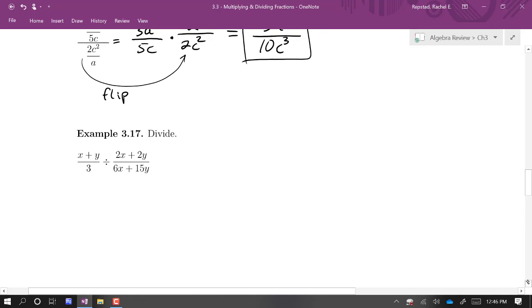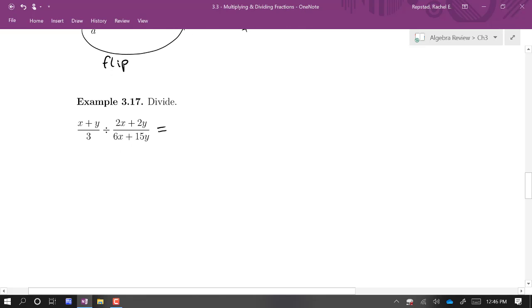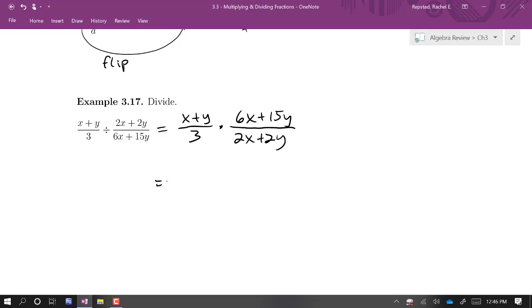All right, so when I encounter a division problem, the first thing I do is write it as a multiplication problem. So this is x plus y over 3 times 6x plus 15y over 2x plus 2y. And then I factor. Now you could factor first and then turn it into a multiplication problem. You could do both at once. Certainly you could flip it and factor at the same time, but I find that sometimes I make mistakes when I try to do both steps at once. So I've just gotten myself in the habit of doing one at a time.